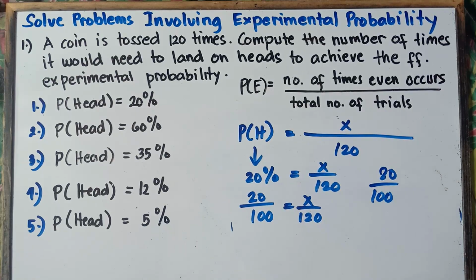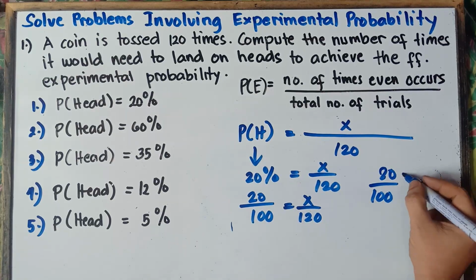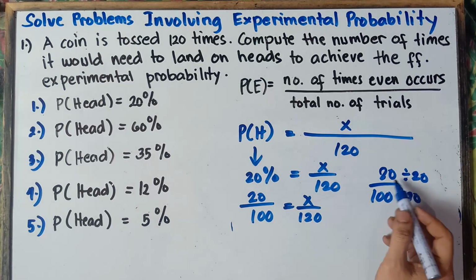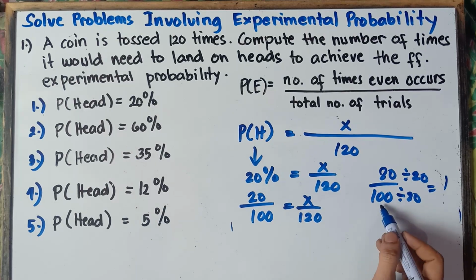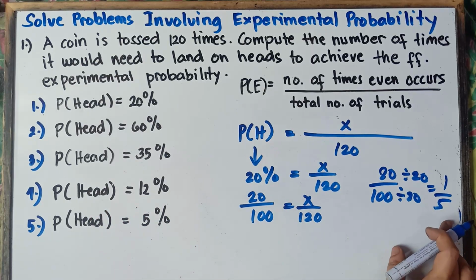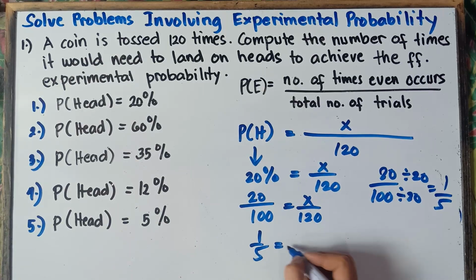We can reduce this one by 20, right? We can divide 20 by 20 and 100 by 20. 20 divided by 20 is 1. 100 divided by 20 is equal to 5. Therefore, 20 over 100 is just the same as 1 over 5. We can write this as 1 over 5 equals x over 120.